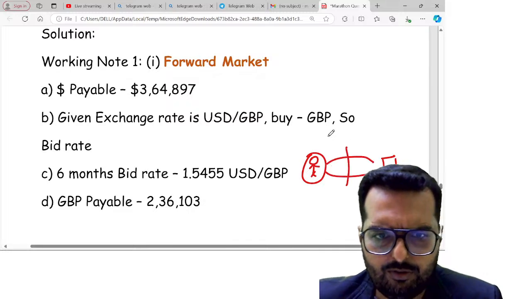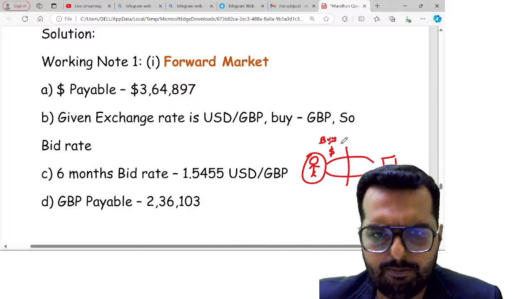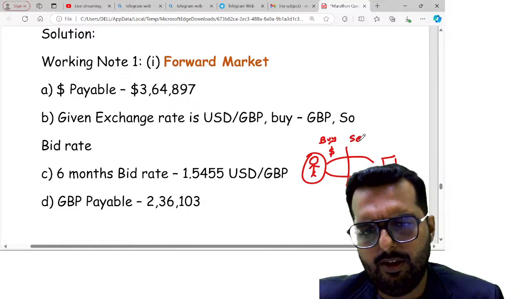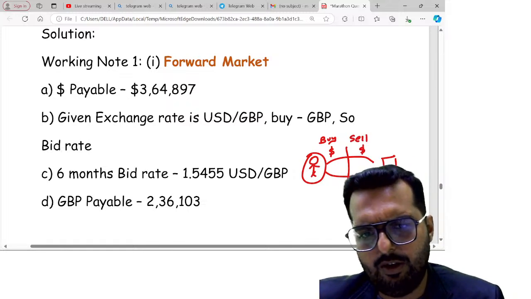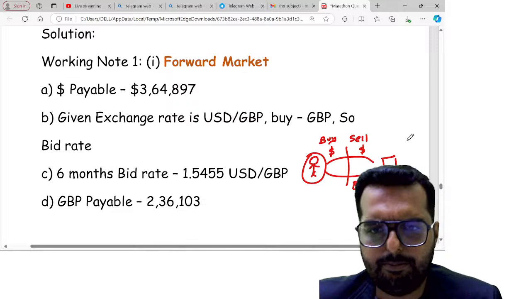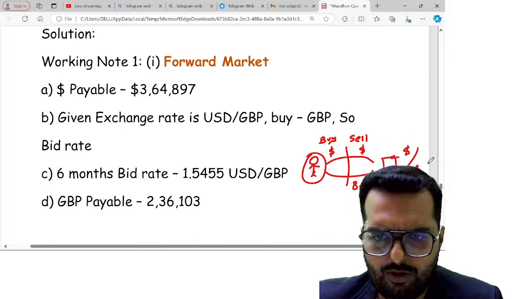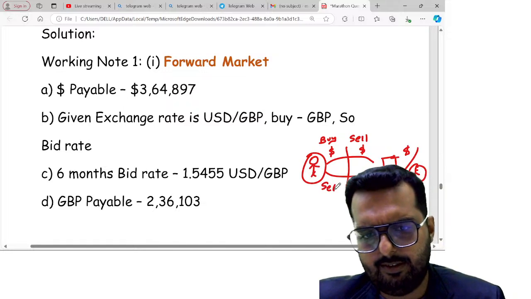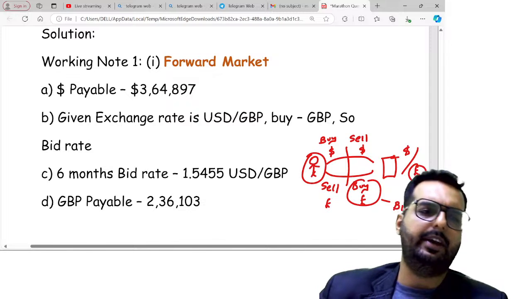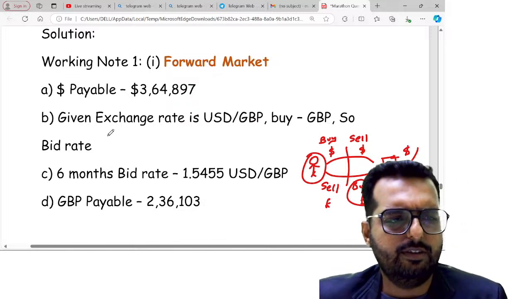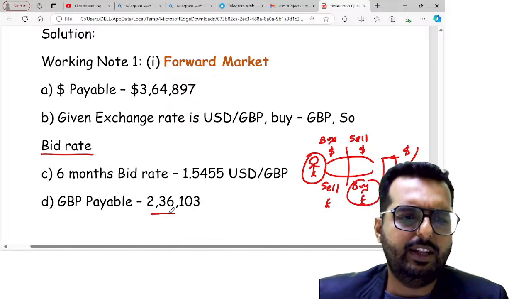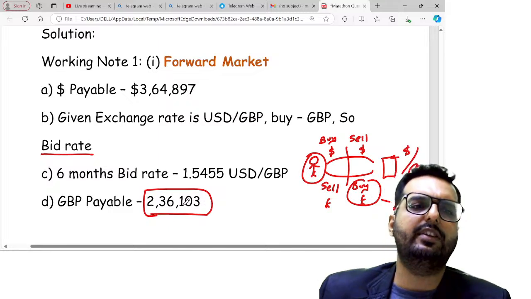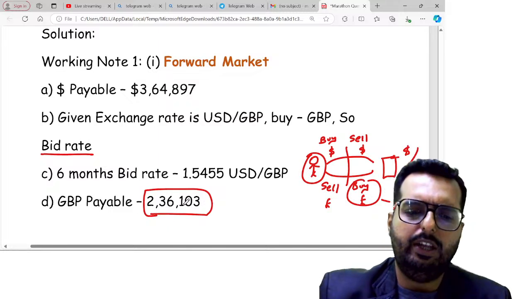So here it is a payable. So once it is a payable, what will he do? He will buy dollar to make the payment. Bank will sell dollar, buy pound. Okay. Dollar per pound. What is the commodity? Pound. So what rate will be applicable over here? I'll just write sell pound. It will be the bid rate. So with this bid rate, they will solve it and they get the answer as 236,103. Please do it quickly.